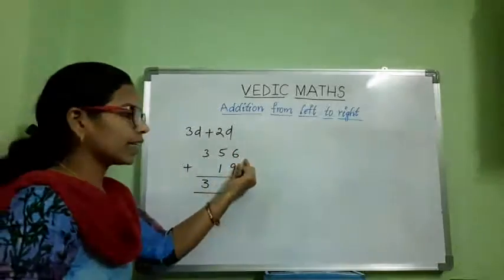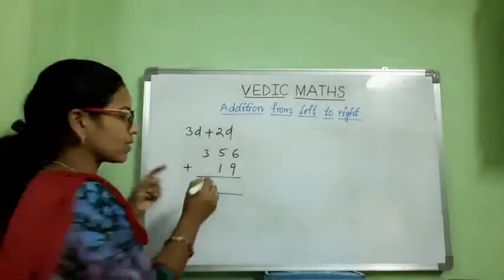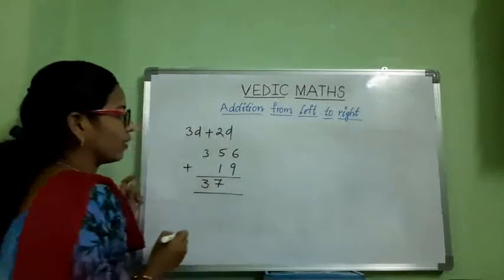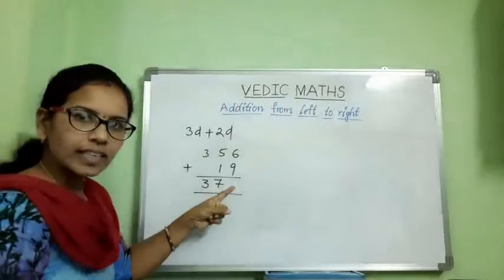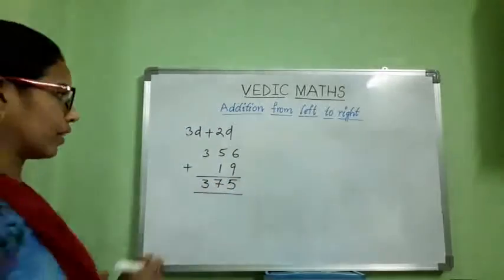Here these are carry numbers. So 6 increases by 1. That means 6 becomes 7. Here the end digit of 6 and 9 is 5. So the answer is 375.